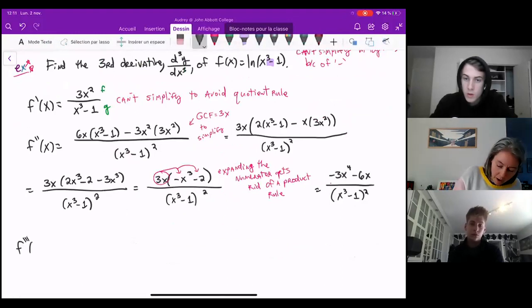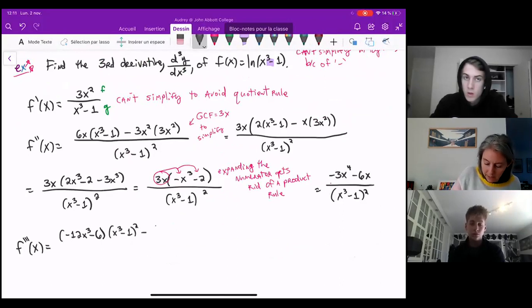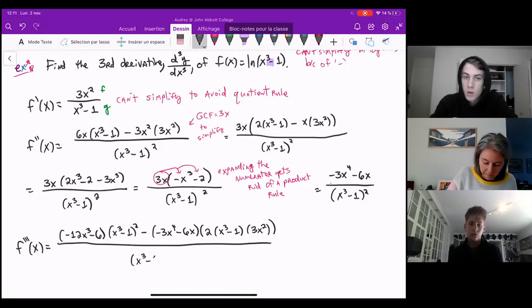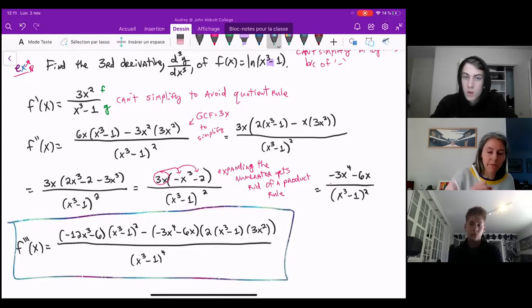F triple prime of x, I do the derivative of the top, negative 12x cubed minus 6, times the bottom, minus the top times the derivative of the bottom, which is a chain rule, all divided by the bottom squared. And that is my final answer. We were not asked to simplify the third derivative, we just needed to get there.